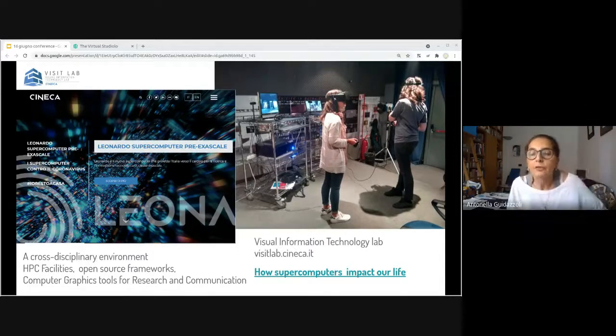And in this kind of environment, it's important to outline that in Cineca, since the end of the 80s, they started with applications in the cultural heritage field. So we have applied our computational resources and human resources in the last 20 years also in the field of cultural heritage. And I lead the Visit Lab. Visit Lab stands for Visual Information Technology Lab.